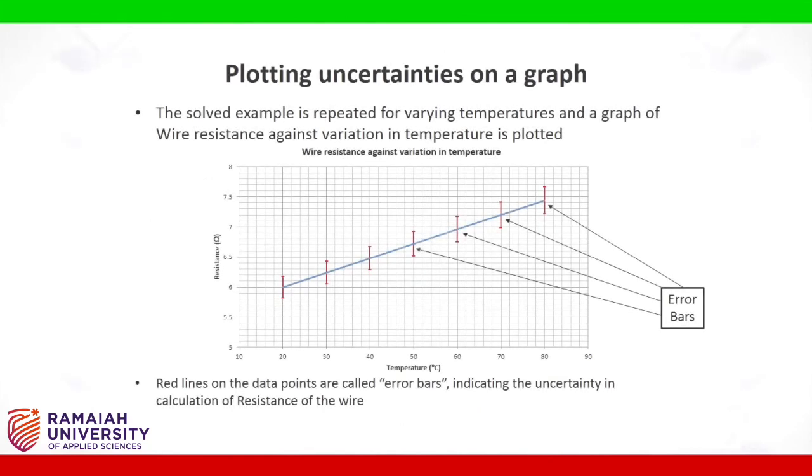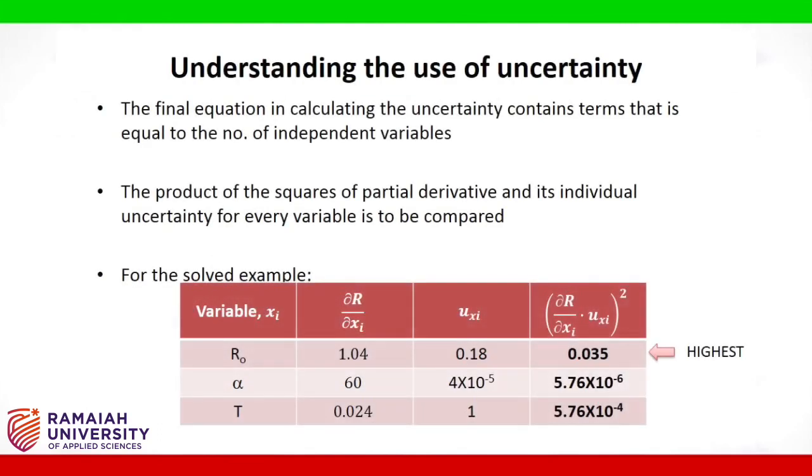The solved example is repeated for varying temperatures and a graph of nominal wire resistance against variation in temperature is plotted. We can also observe red lines marked at each data point. These red lines on the data points are called error bars, indicating the uncertainty in calculation of resistance of the wire. Now that we have calculated the uncertainty, let us look into its use in reducing the errors.